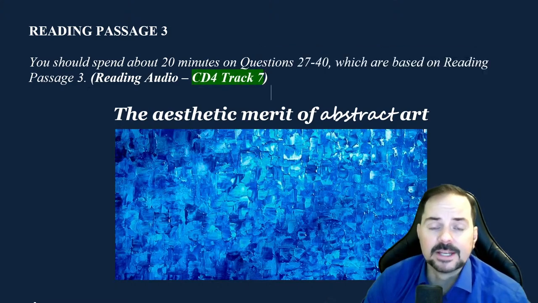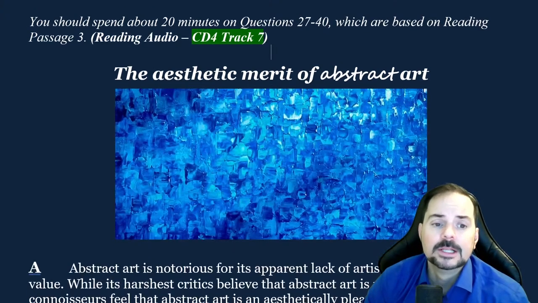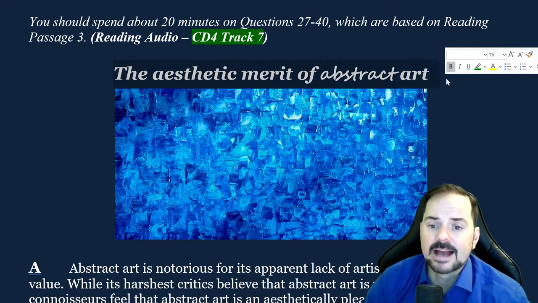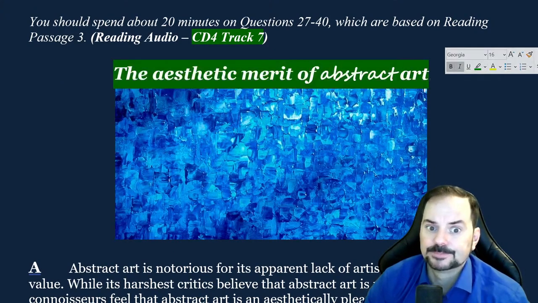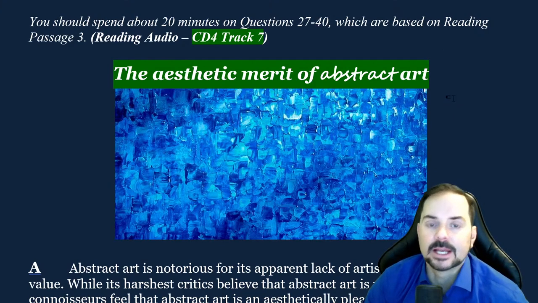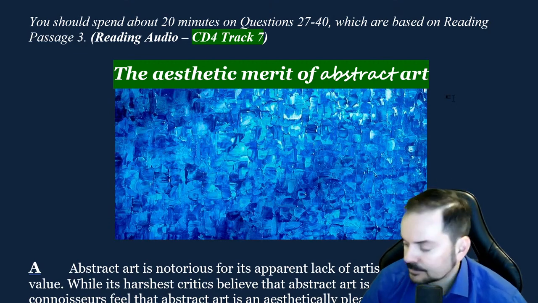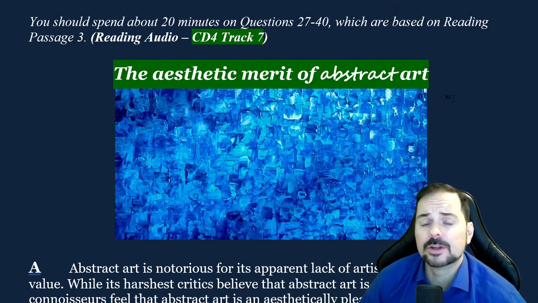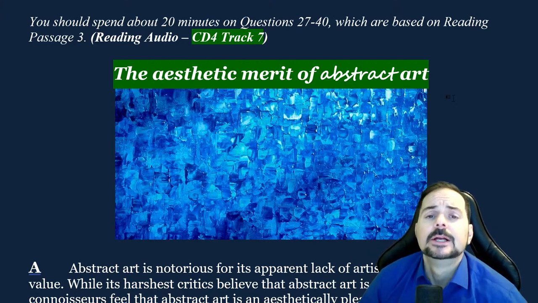That's where you will find it in the audio materials on the website. We'll look at that a little bit later on. And then you have this title, The Aesthetic Merit of Abstract Art. What is that, right? What am I reading? Sometimes students say to me, even in my own language, I have no idea about this topic. It's not a surprise, not on the academic, okay?